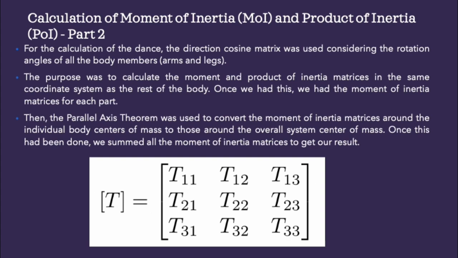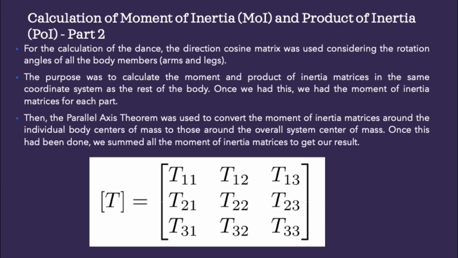The purpose was to calculate the moment of product of inertia matrix using the same coordinate system as the rest of the body. Once we had this, we had the moment of inertia matrices for each body part. And then the parallel axis theorem was used to convert the moment of inertia matrices around the individual body centers of mass to those around the overall system center of mass. Once this has been done, we summed all the moment of inertia matrices to get our result.